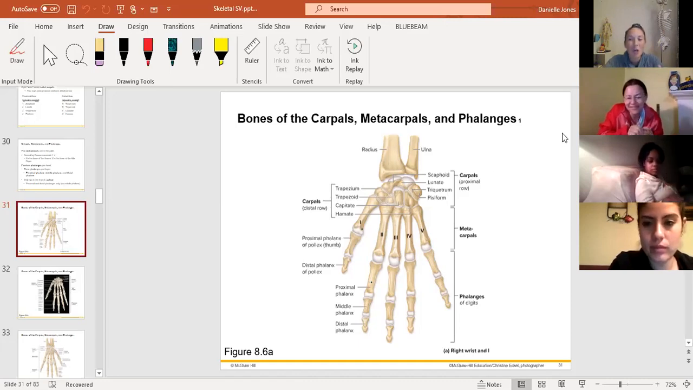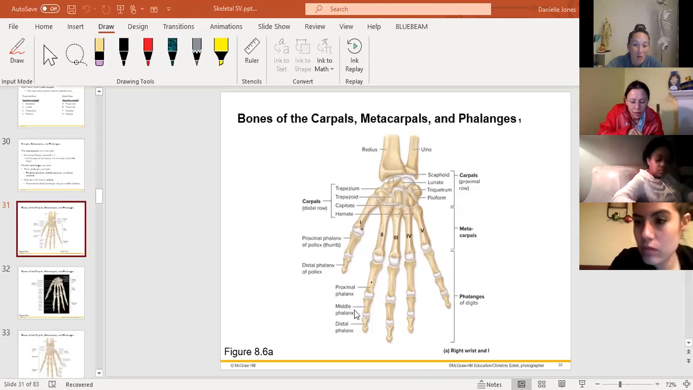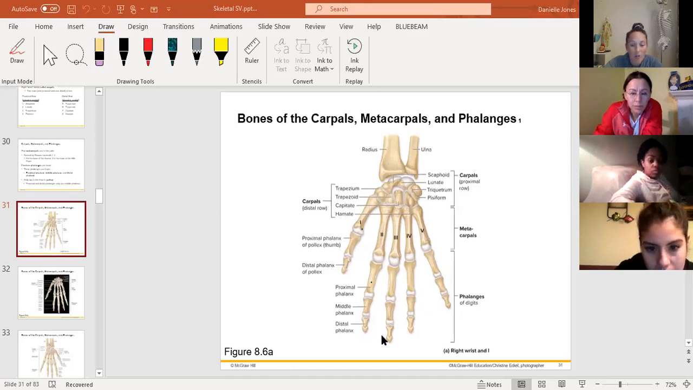Now, phalanges is plural. Phalanx is singular. And isn't that cool with the lines? It's telling us already what's going on there. We have a proximal row and a distal row, as well as a middle row. Now notice, the proximal row is going to be touching or articulating with those metacarpals. Then we have our distal row, which is the furthest most.